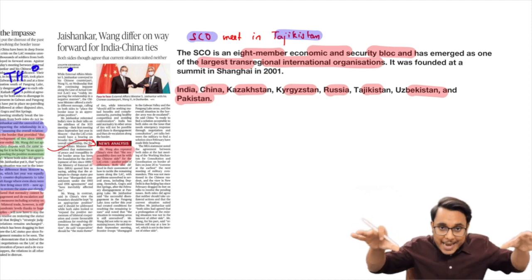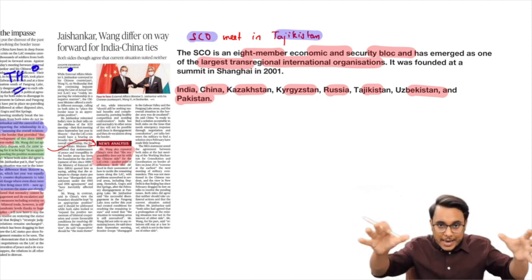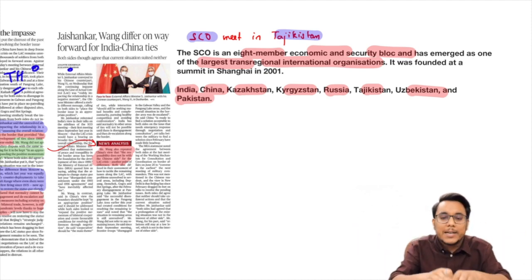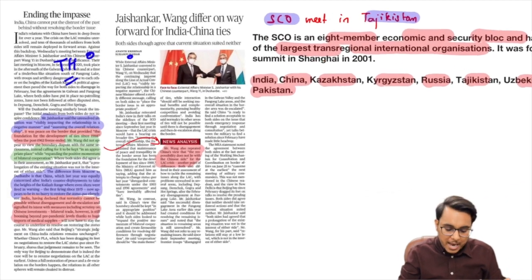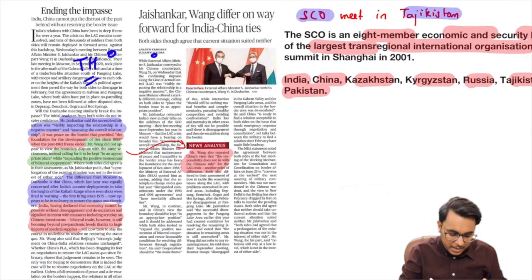But guys, the aim of the entire region, or the aim of all the players, is to bring stability within Central Asia. So this is the SCO. Now guys, as we have met in the SCO, India and China, what has happened?